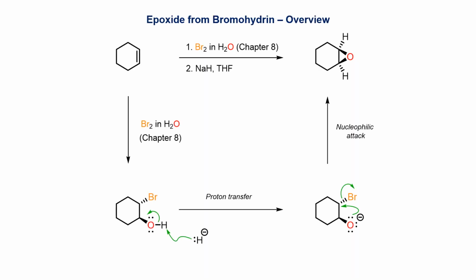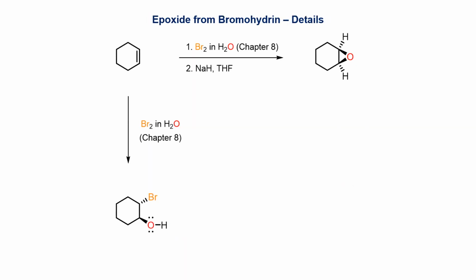Addition of bromine to an alkene in the presence of a participating solvent proceeds via a cyclic bromonium ion intermediate that is then opened up in an anti-fashion to give the trans-bromohydrin. Deprotonation of the thus formed hydroxyl group with a strong base generates an alkoxide nucleophile which displaces bromine in an intramolecular process to give the epoxide.